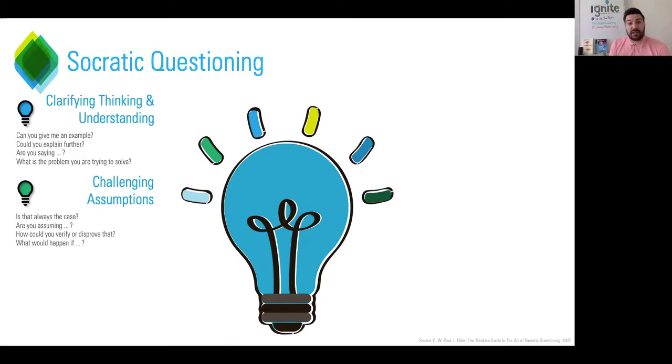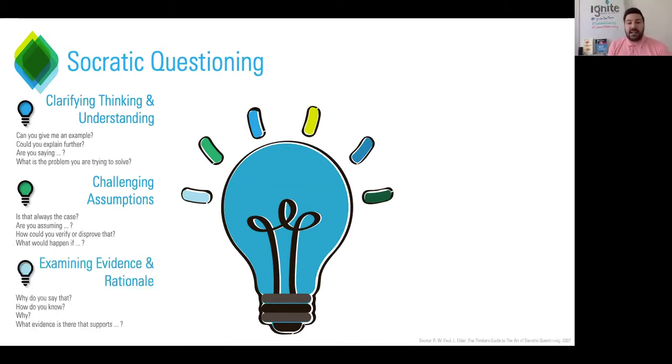How can you verify certain facts? How can you disprove opinions? And then what would happen if? So what if is always a great way to phrase things, because then people think differently. So if there's anything I would say to take away from this, always think about what if, because it's a great way for us to think wider and broader.